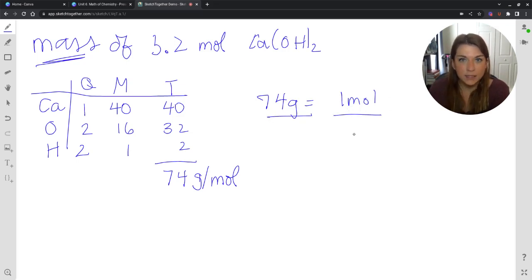That's my molar mass. That's a statement of fact right there that I've pulled from the QMT chart. And then it's X grams. I don't know how many grams it is. That's what I'm trying to find. And this would be set equal to 3.2 moles because that is what's in the question.